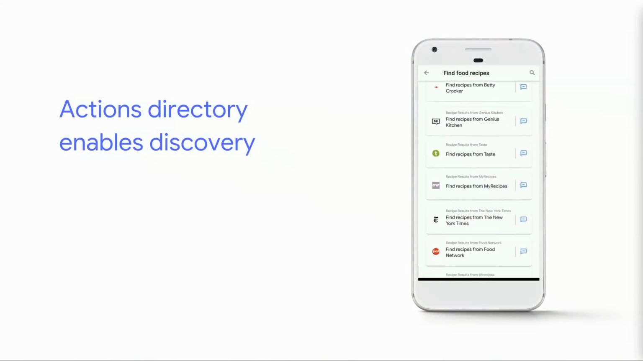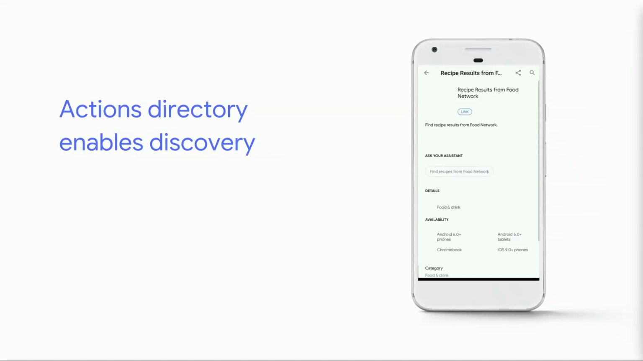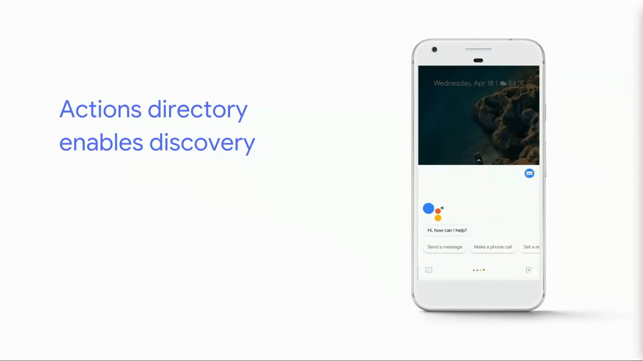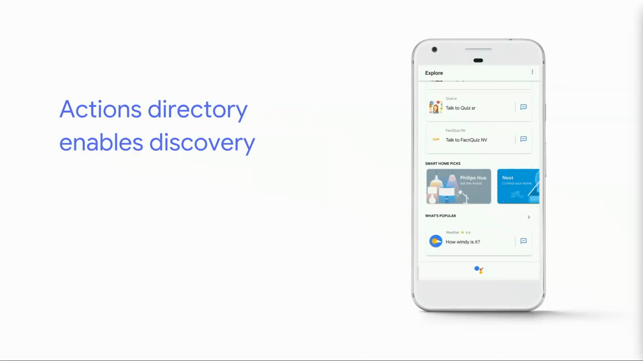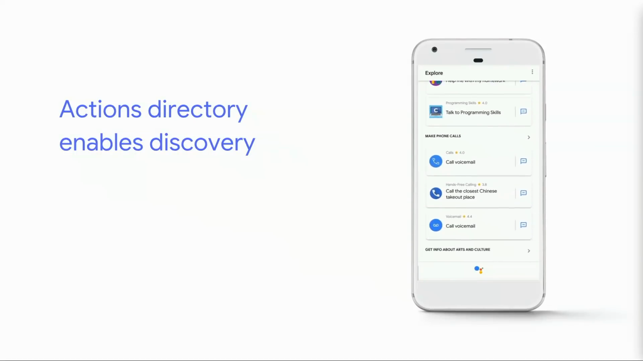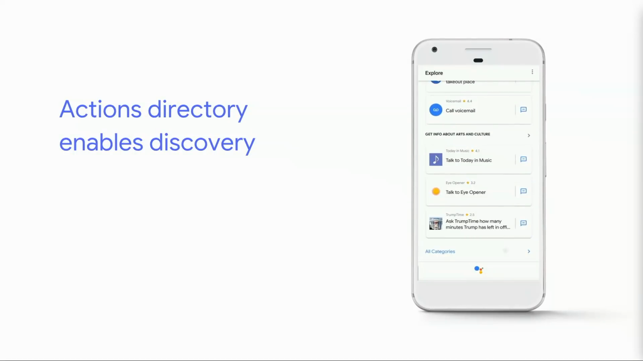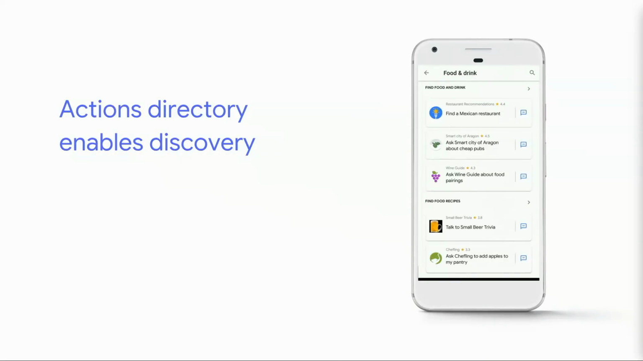So this is the Actions directory. You might know that the Actions directory has a listing for each and every action that users can do on Assistant. When recipe, podcast, and news providers optimize your content using structured data, you become eligible for an auto-generated page listed in the Actions directory.